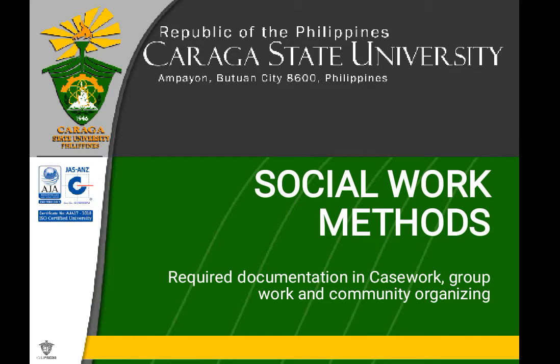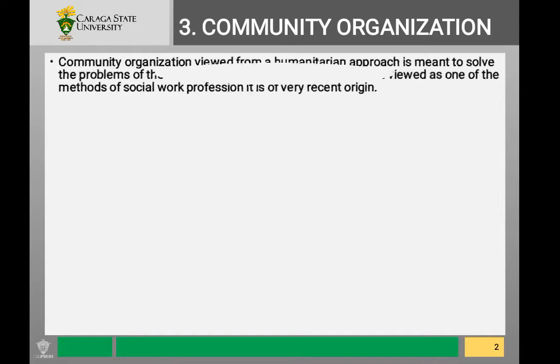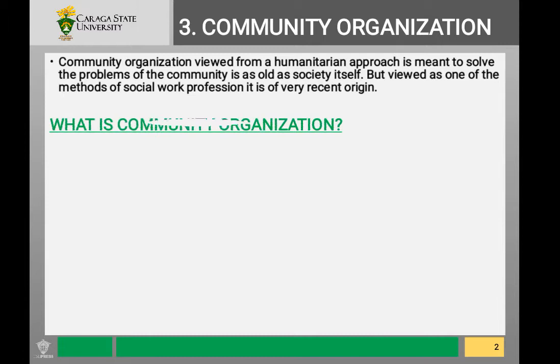Discuss the social work method and its required documentation in casework, group work, and community organizing. We are now in the last part and the last method of social work, which is community organization. Community organization, viewed from a humanitarian approach, is meant to solve the problems of the community as old as society itself. But viewed as one of the methods of social work profession, it is of very recent origin. So what is community organization?